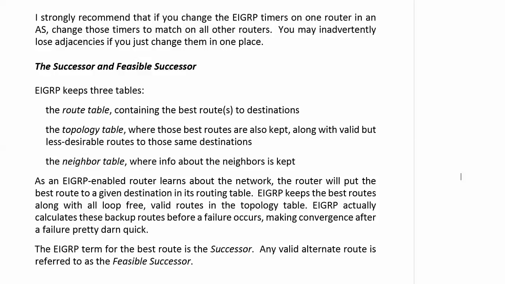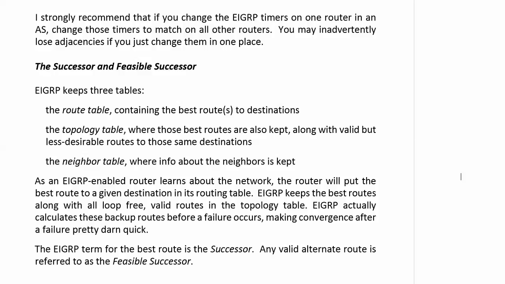Now about those other routes, those backup routes, EIGRP calculates those routes before a failure occurs. We love that. We lose a route and we go, hey, we got another one in the topology table, let's just stick that in there. And that makes convergence after a failure with EIGRP just lightning fast. Now, the EIGRP term for the best route is successor. Any valid alternate route is referred to as the feasible successor.